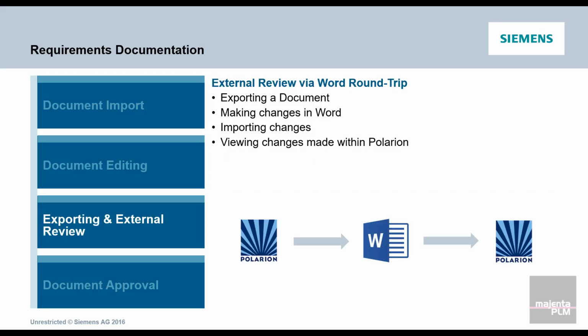Now we're actually going to look at going through the export and external review process. So we are actually going to be able to take a document that we've created within Polarion, that we've imported into Polarion previously. We can export that document back out to Word. We can make changes within Word, and then we can actually import those changes as well. Once we've made those changes within Word that we've imported back in, we are then able to view changes made within the Polarion tool using the different histories that we have stored within Polarion.